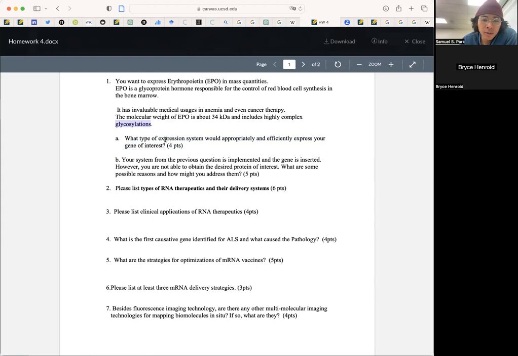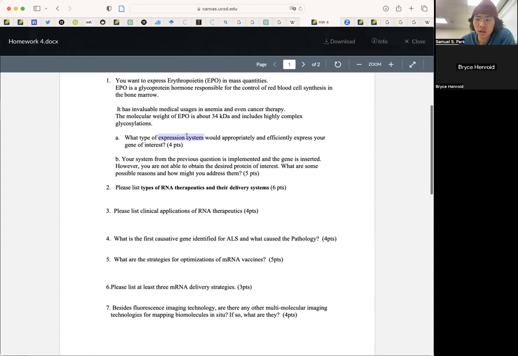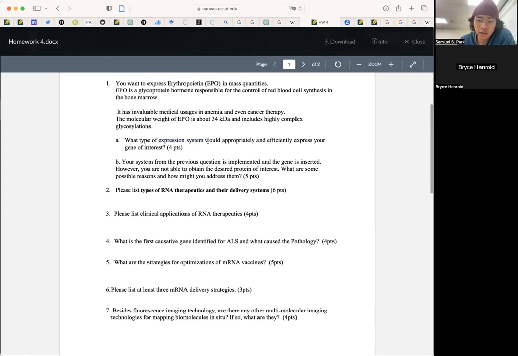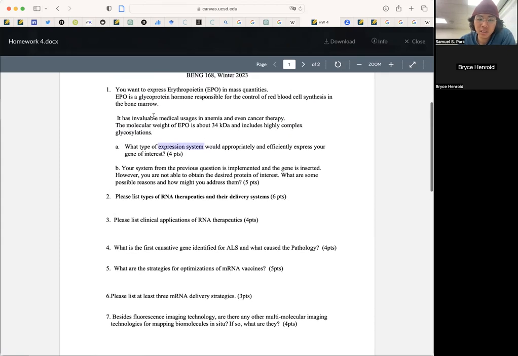Yeah, I agree with you. Expression system here is somewhat ambiguous. We do use the term expression system when we talk about the plasmids that we're designing, all the way up until the organisms that we choose to express our end product, which is the protein of interest. If you want to talk about the plasmids, I think that's a way to really ensure that you're getting full credit for this question. But she didn't give us the answer key for this homework, so I would hedge my bets on the fact that she double emphasizes glycosylations.